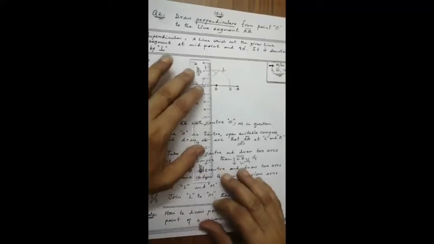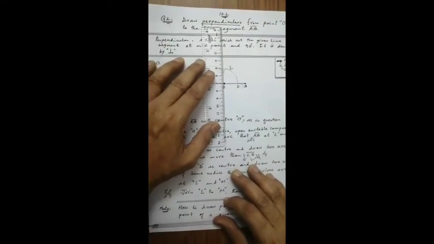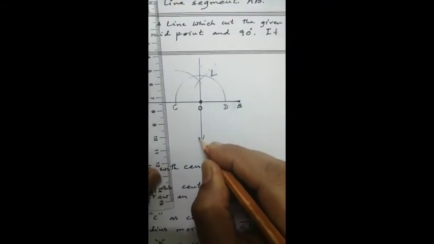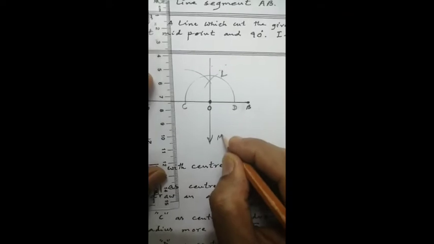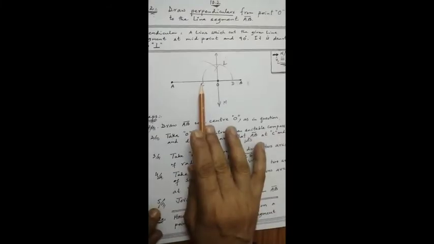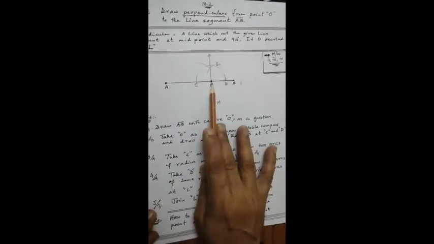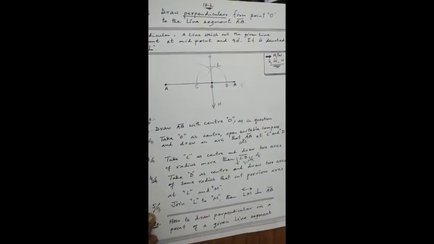So I will connect this arc with the center O. This will also pass from O up to the point L, and up from L to M. Now this LM is the required perpendicular. And the fifth step is to join L to M. Then we can see LM is a perpendicular on the line segment AB at the point C. This is the required condition.